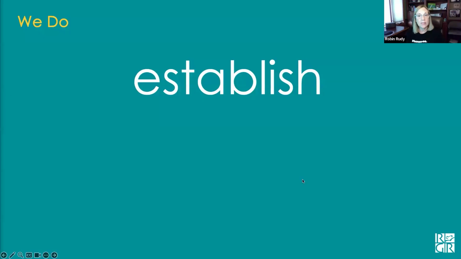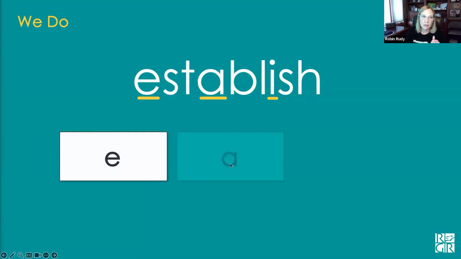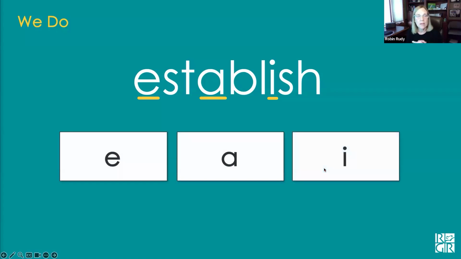How many vowels do we see? 3. So we're going to take those 3. How many syllables will we have? Are they together or apart? They're apart. So how many syllables will there be? 3. So we're going to need 3 Post-it notes or 3 syllaboards.